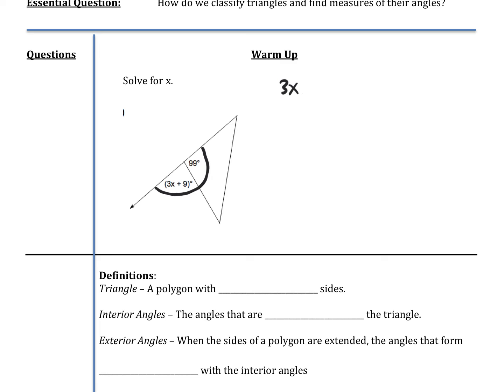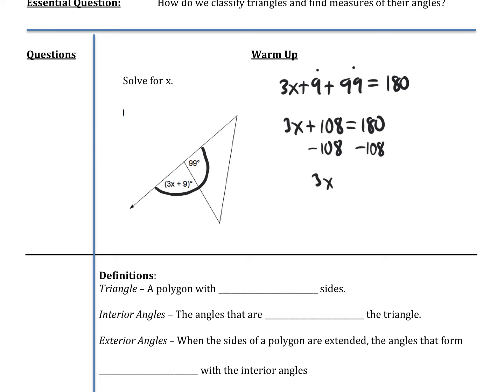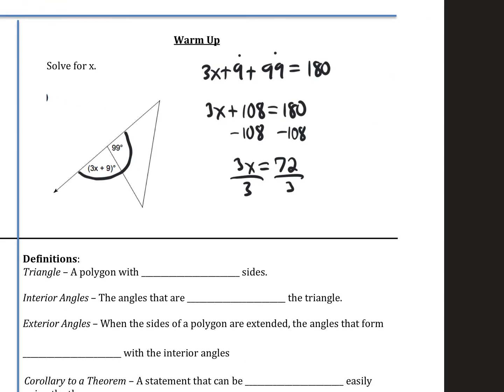So do 3x plus 9 plus 99 equals 180. All right, go ahead and we've got to solve this now. Combine like terms. 9 plus 99 is going to be 108 equals 180. All right, now you get the 3x by itself. We're going to subtract 108 from both sides. Get 3x equals 72. Divide by 3. And we get x equals 24 degrees.